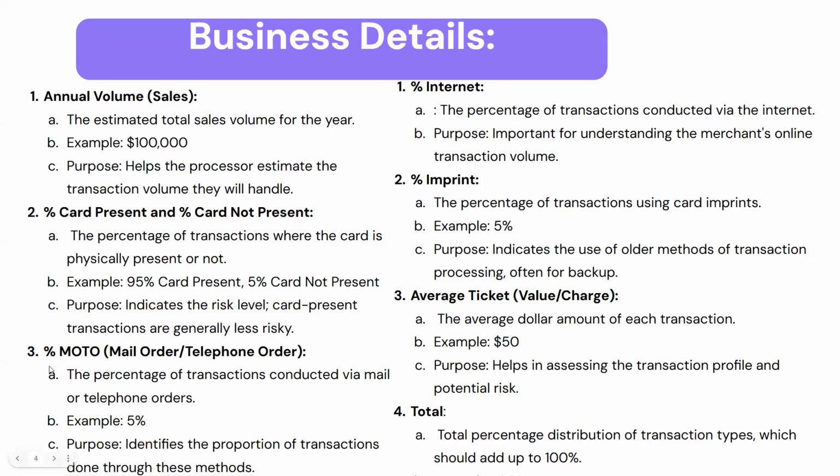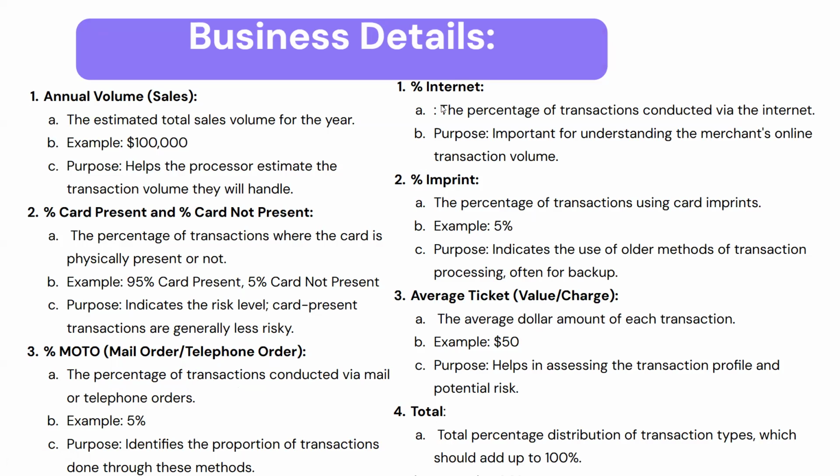Then we also have the percentage of MOTO, or the mail order telephone order. This is the percentage of transactions conducted via mail or telephone orders. The purpose of this identifies the proportion of transactions done through these methods.